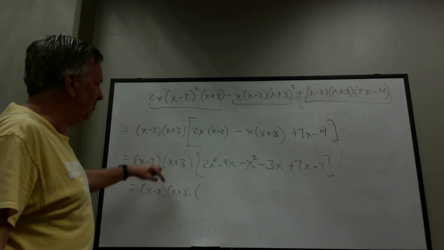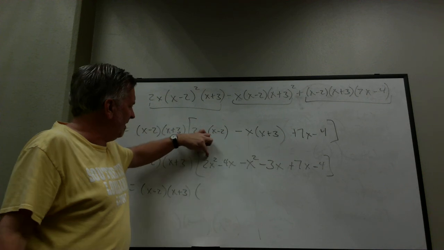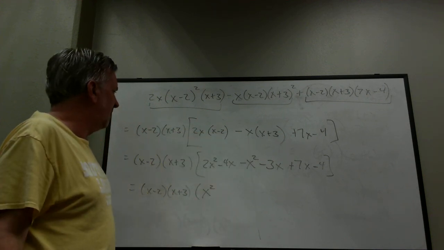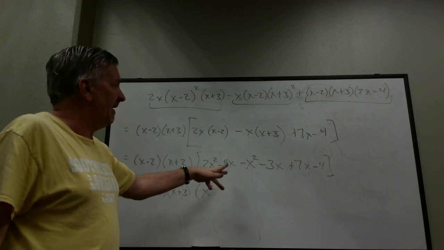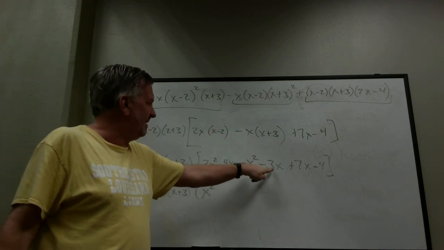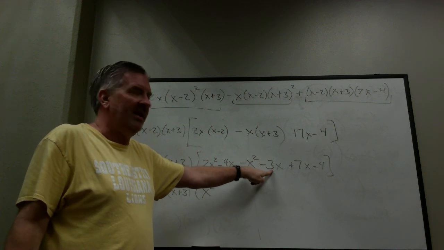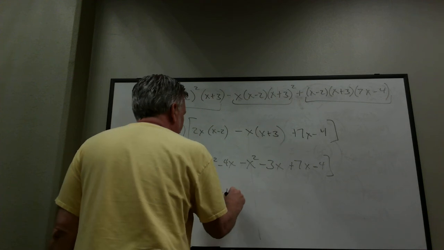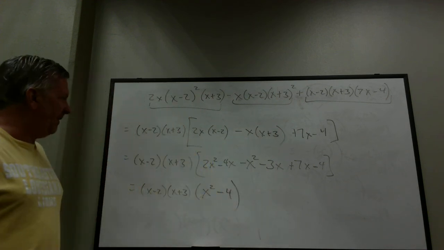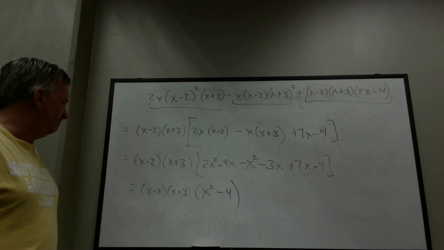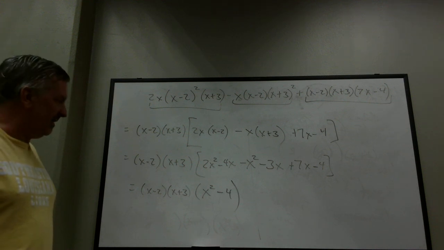Let's combine like terms. 2x squared minus x squared is just x squared. Now the linear terms, right? These are the quadratic terms. Let's do the linears. Negative 4x, negative 3x is negative 7x, plus 7x is 0. That's gone. And I'm left with negative 4. So all that mess got down to x squared minus 4. How do we feel about that? Are we done?